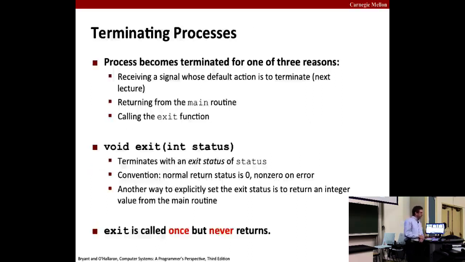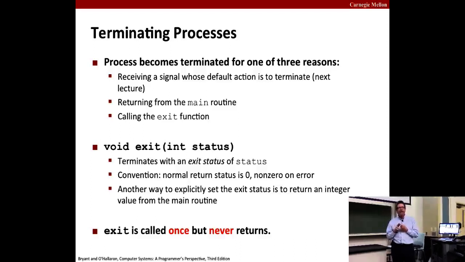Now, a process can be terminated for one of 3 reasons. One, it receives a signal whose default action is to terminate it. Or your program returns from the main routine. C main routines always return an int, so you can return from main, and that will terminate the process. Or you can explicitly call the exit function. The exit function exits the program with an exit status of its argument.